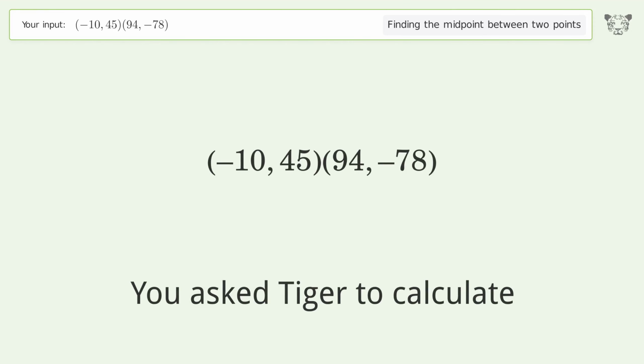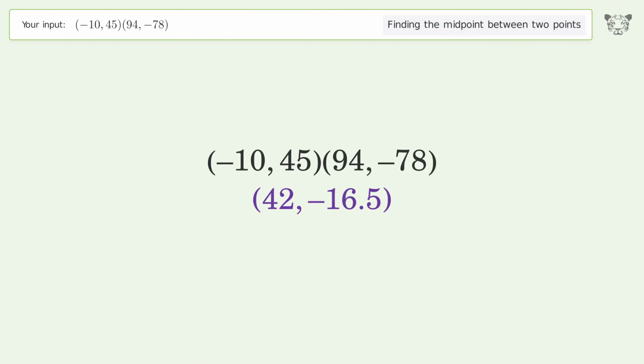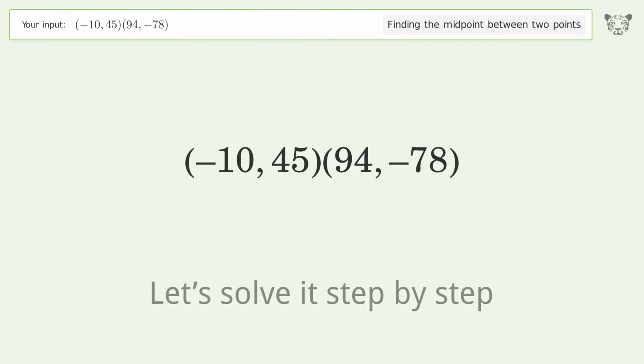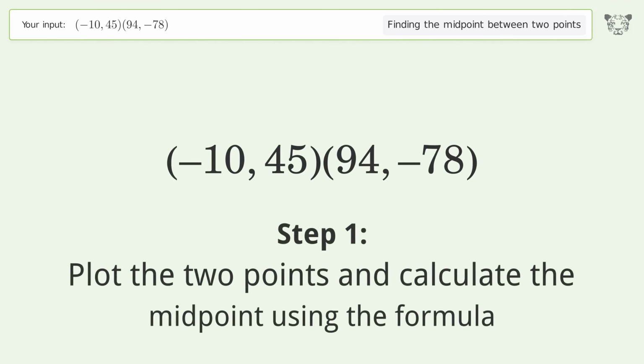You ask Tiger to calculate. This deals with finding the midpoint between 2 points. The midpoint between the 2 points is 42, negative 16.5. Let's solve it step by step. Plot the 2 points and calculate the midpoint using the formula.